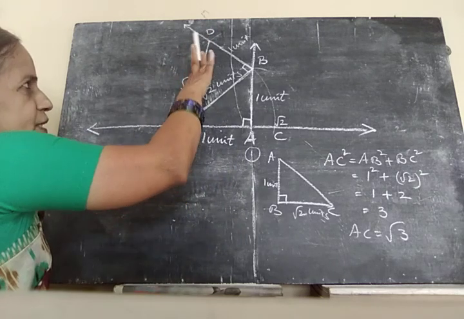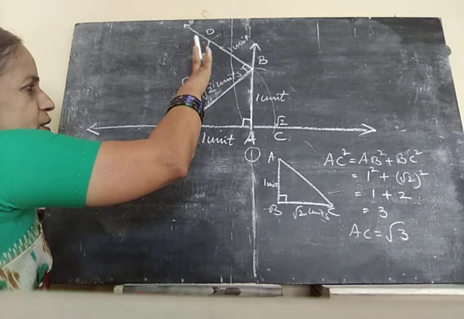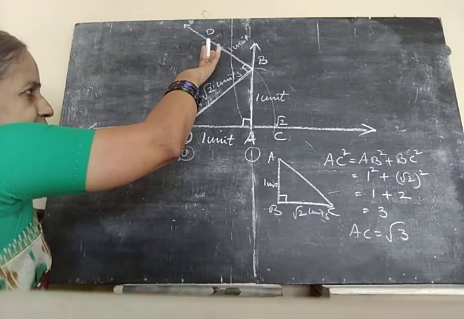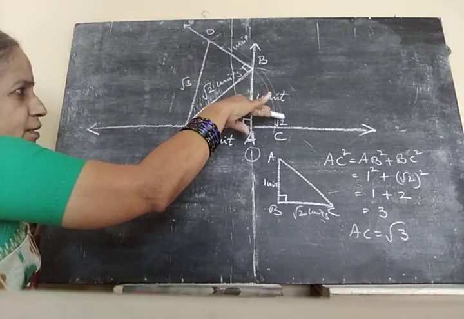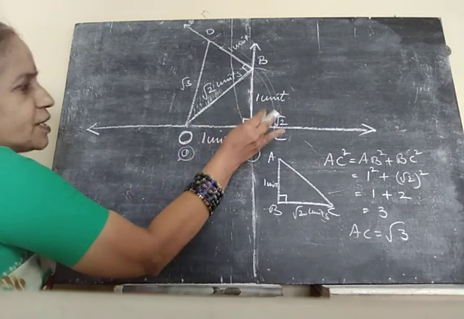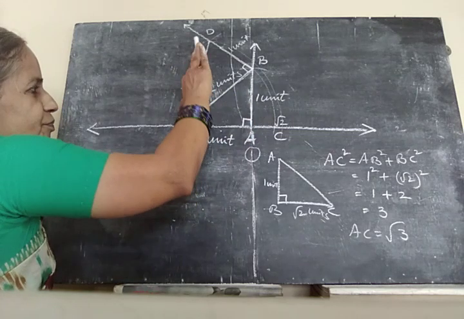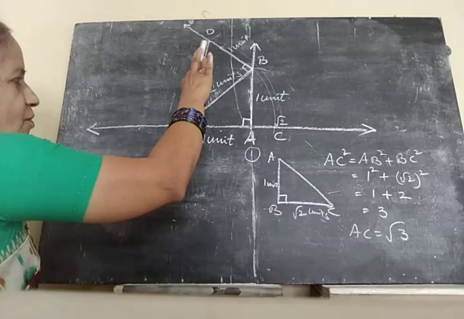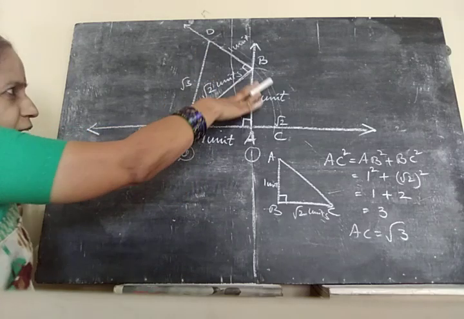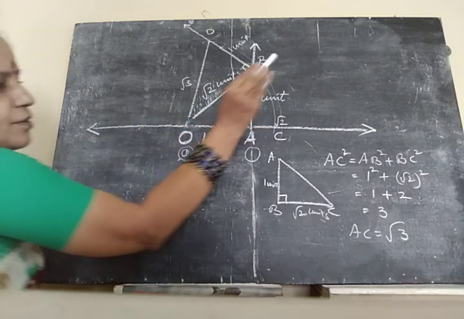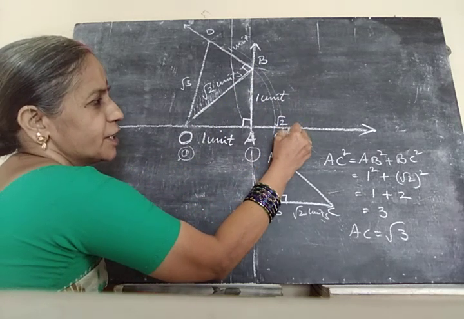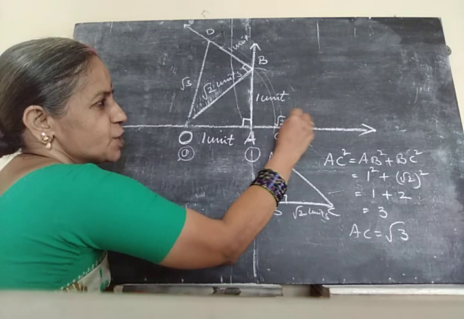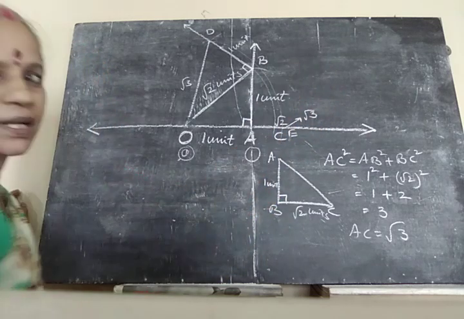Now with compass, with OD as radius, draw an arc with O as center to cut the number line, like this only children. This is the point. Let it be E. This is the position of root 3 on the number line.